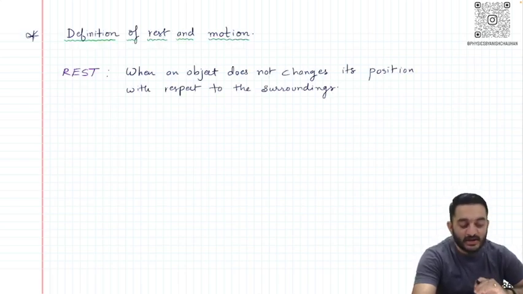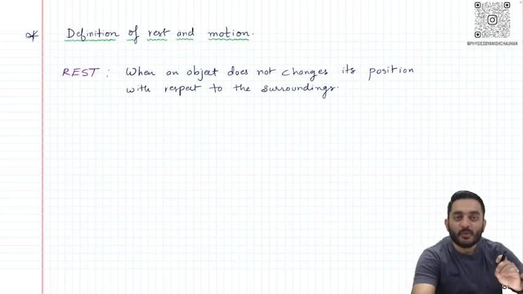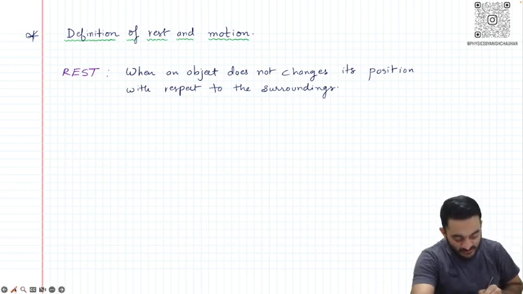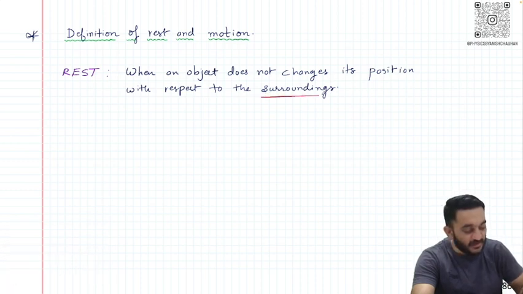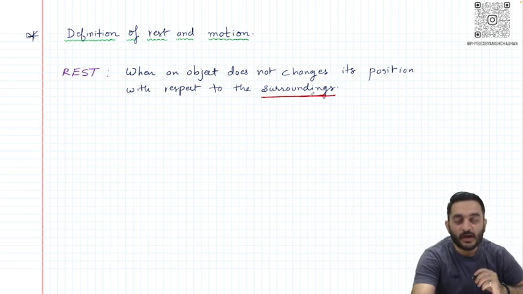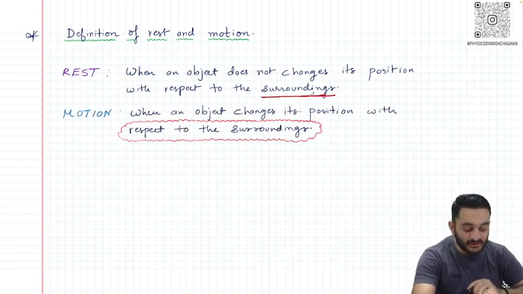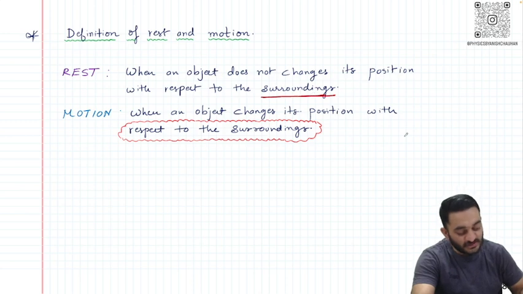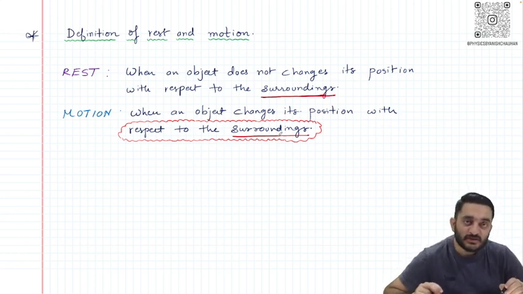So when I define rest, we need to understand that when an object does not change its position with respect to the surrounding, we simply say the body is in a state of rest. It's very important to notice over here the word surrounding, because definitely we always take the reference of a frame in which we are. When we talk about motion, it simply says when an object changes its position with respect to the surrounding, that means the body is in a state of motion. So in both the terms, if you notice, the word surrounding is very important.